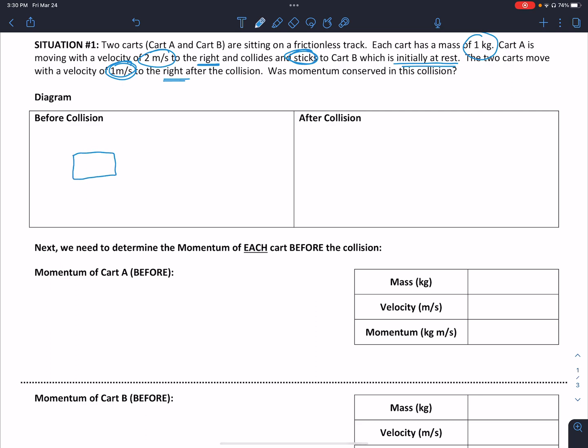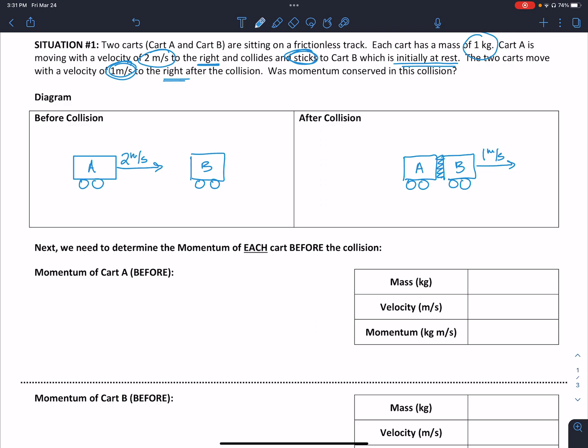So let's start with our diagram. We've got cart A, and it tells us it's moving to the right at 2 meters per second. Out in front of it is cart B, which is not moving according to the problem. After the collision, cart A collides with and sticks, so that's what my little squiggle means, that they're moving together, with cart B, and now the two carts are moving together at 1 meter per second, but still to the right.